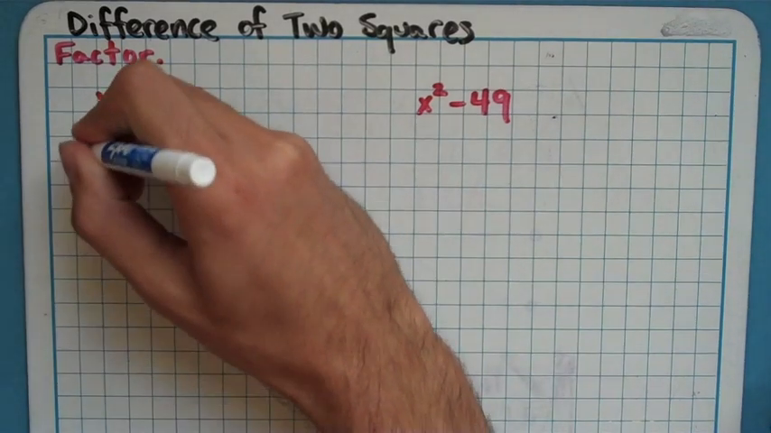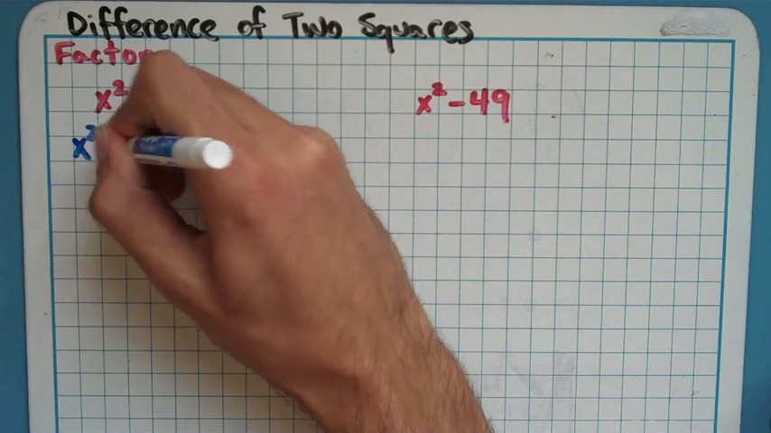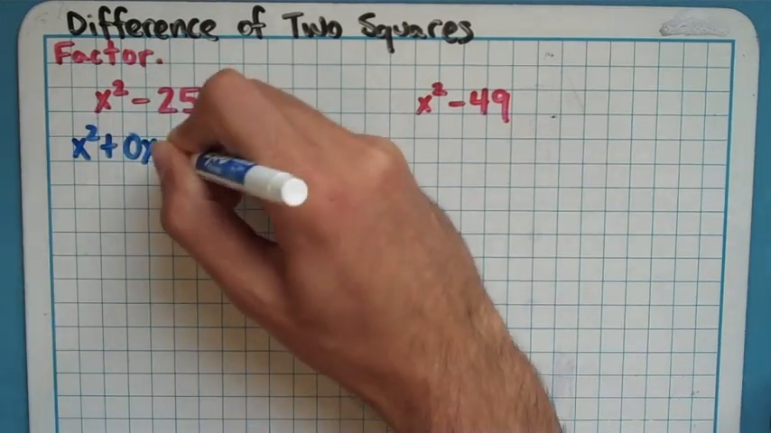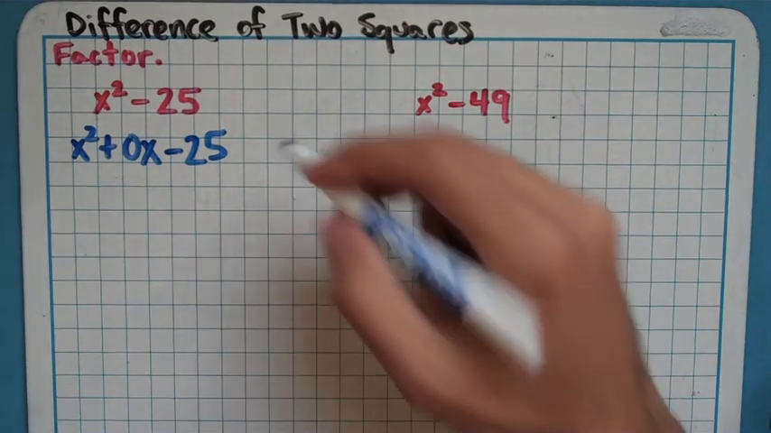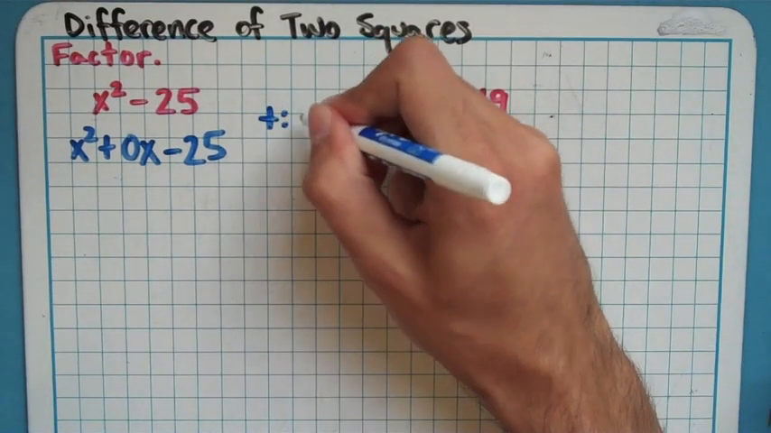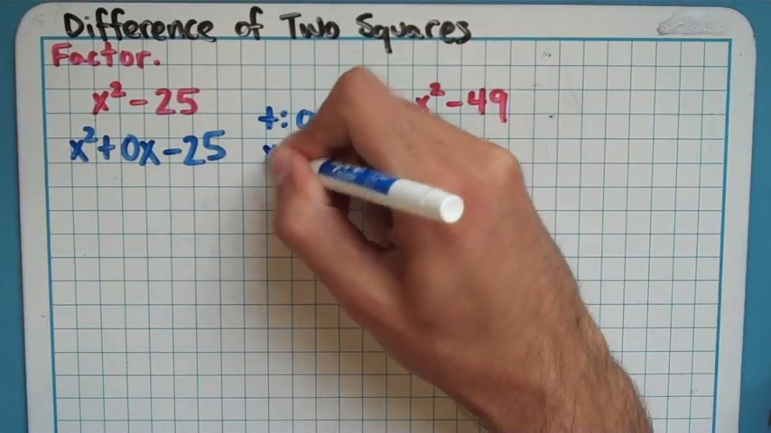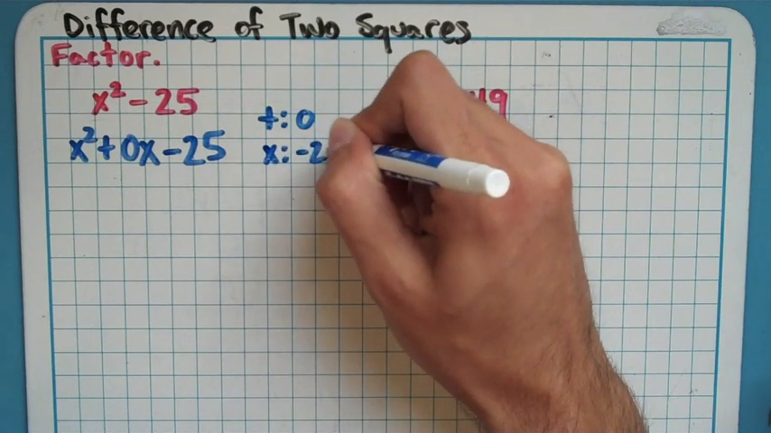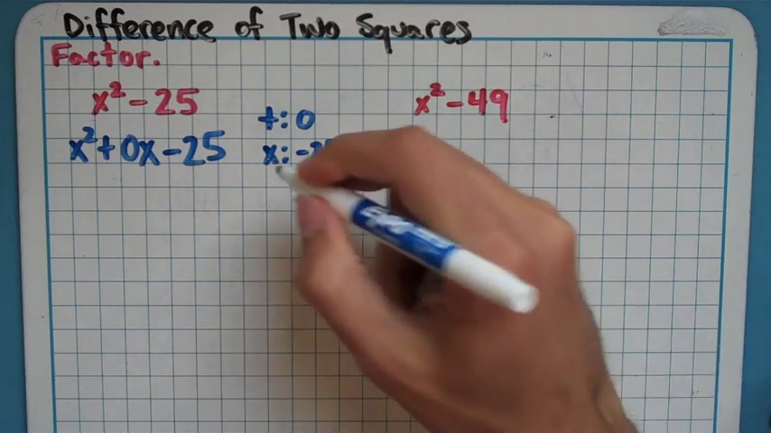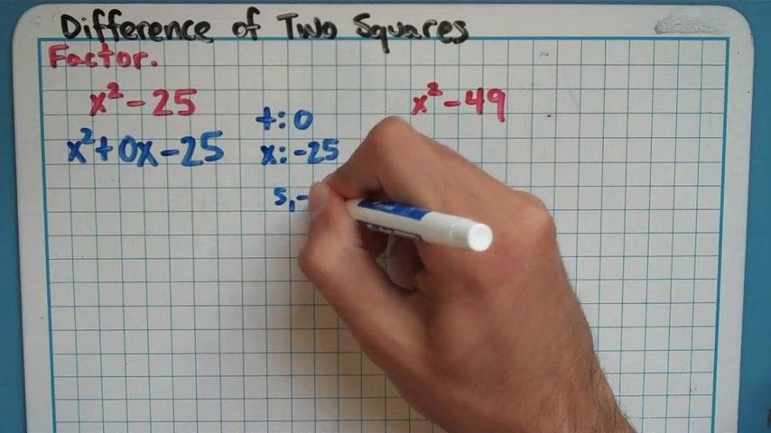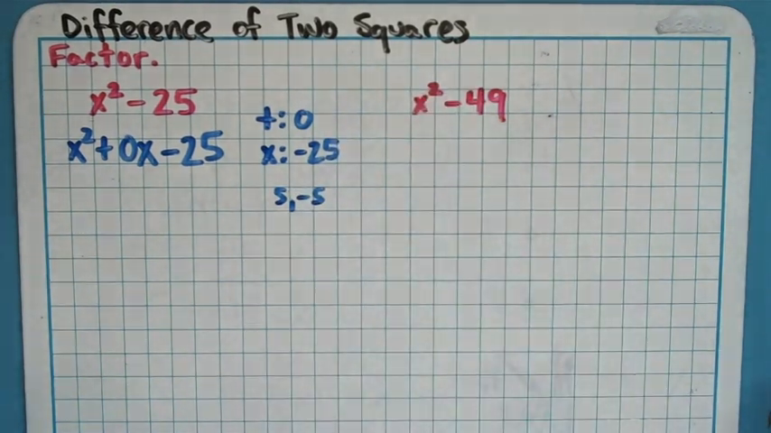But you can rewrite your problem as x squared plus 0x minus 25, and then you can do your magic numbers just like normal. So I need two numbers that add to 0 and multiply to negative 25. Well, if they have to add to 0, they have to be opposites of each other. And two opposites that multiply to negative 25, it's going to be 5 and negative 5. If you do 5 times negative 5, you get negative 25. If you add them, you get 0.